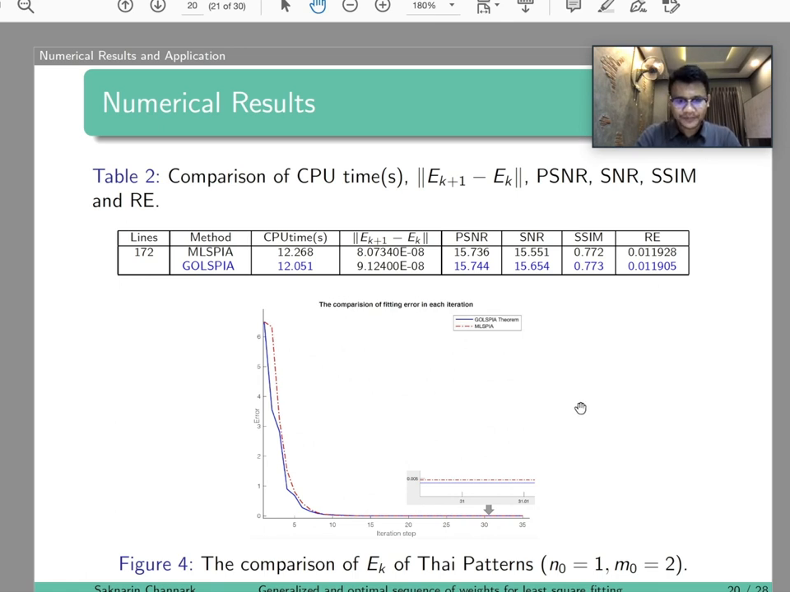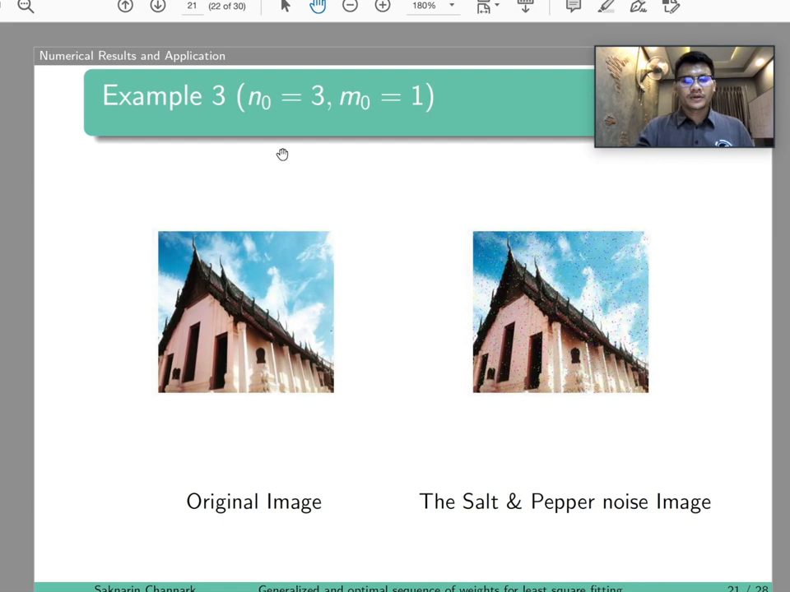And if we compare the error at each iteration of GOLSPAA in the blue line and MLSPAA in the red line, we can see that the convergence speed of GOLSPAA from the theorem is better than the convergence rate of MLSPAA. Then there is another example, a function that maps from R3 to R1, which is applied to image inpainting problems.